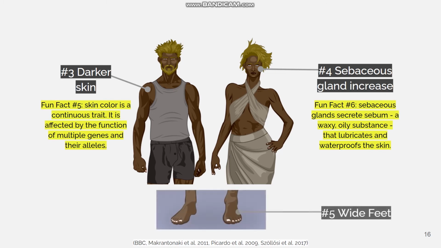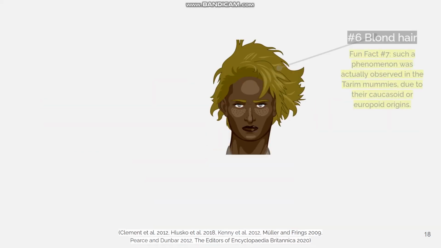The fifth possible mutation could be wider feet. This would provide better balance, mobility, and decrease the amount of energy exerted to move forwards, as wider feet wouldn't sink as much in the sand. Sixth possible mutation is blonde hair, which may provide a slight evolutionary advantage in terms of thermoregulation, as blonde hair would draw in less heat compared to black hair.